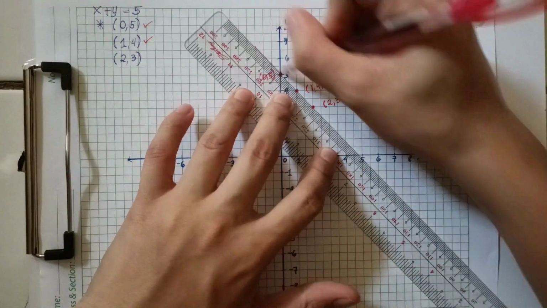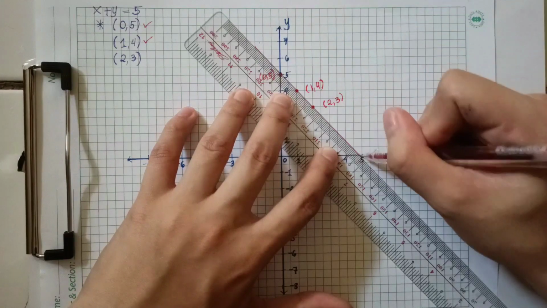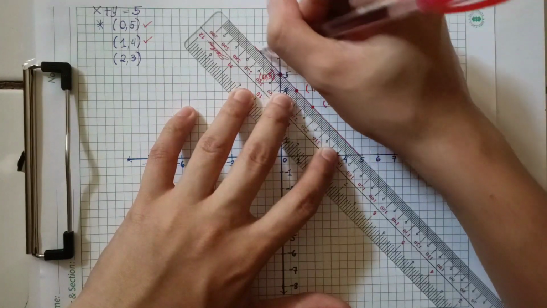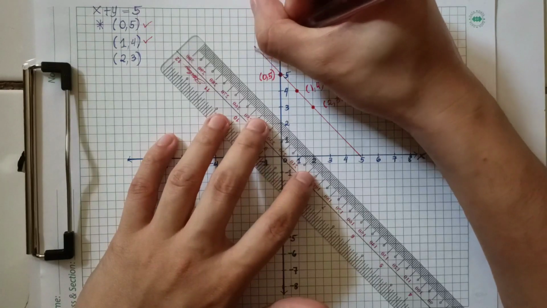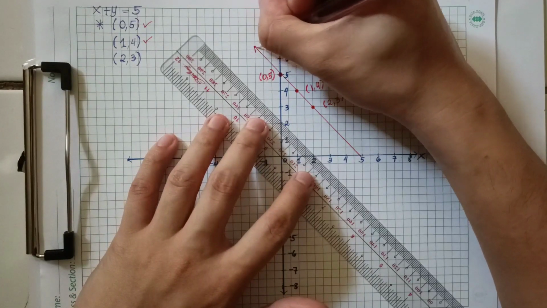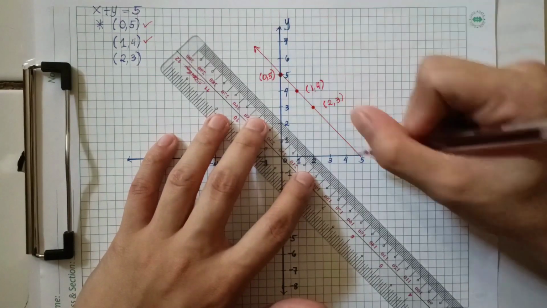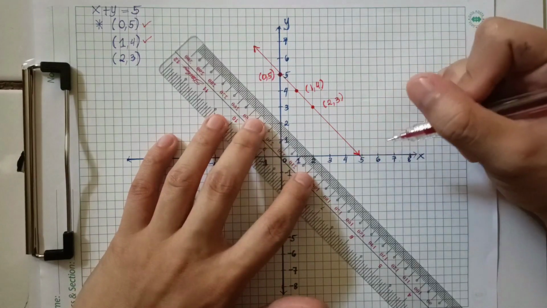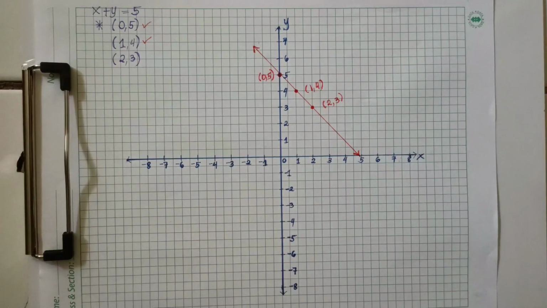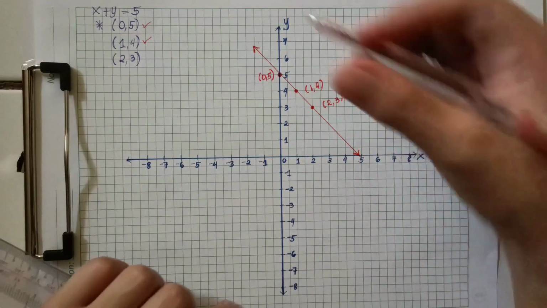Ayan. So, connect it. And since you are dealing with line, dapat merong arrowhead sa both sides of our line. So, both na dulo nila, lagyan mo ng arrowhead. Ibig sabihin, the line extends from both directions. Ayan. So, that is now the graph of.